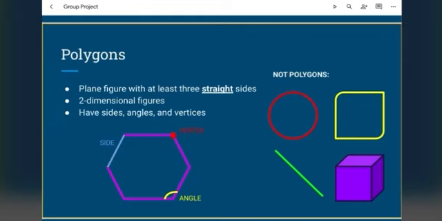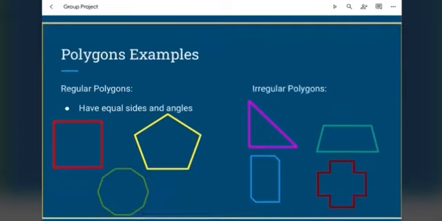So on the right side, we also have examples of things that are not polygons. Anything with a circular side, like a circle or like the yellow figure that has circular sides, is not considered a polygon. Straight lines are also not considered polygons. Polygons are made of straight lines, but lines are not polygons. And also three-dimensional figures, such as a cube. So these are some examples.